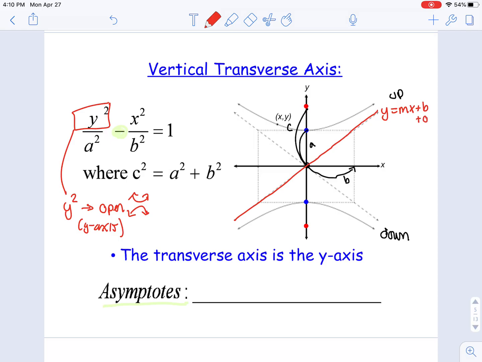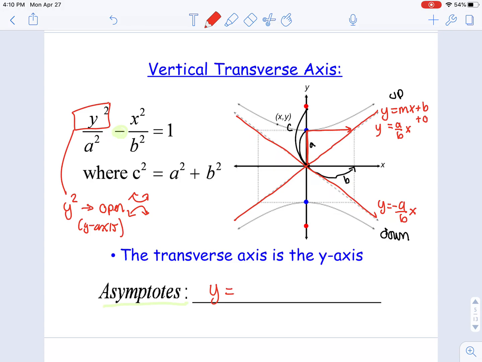We know that it's going through the origin, so plus 0 is not going to change. But now think about how I actually would find the slope. This time I'm going up a units, and I'm going right b units. So my slope is actually a over b this time. And for the other equation, now my slope is negative a over b.